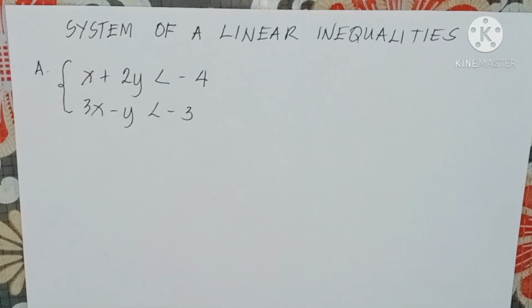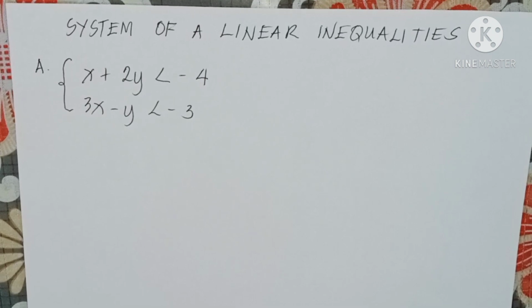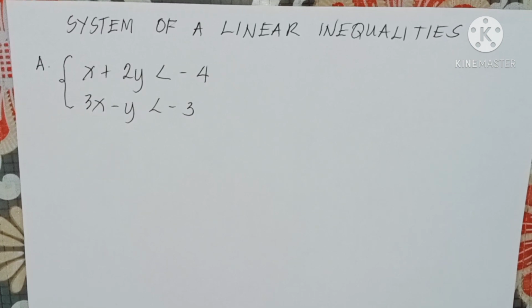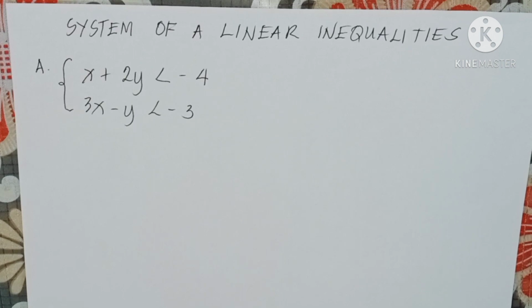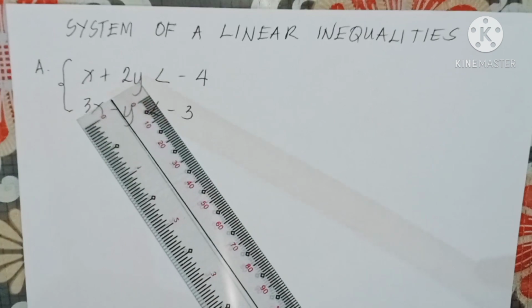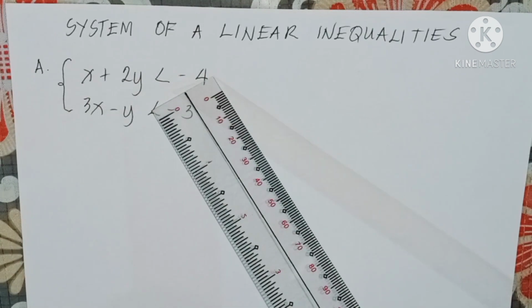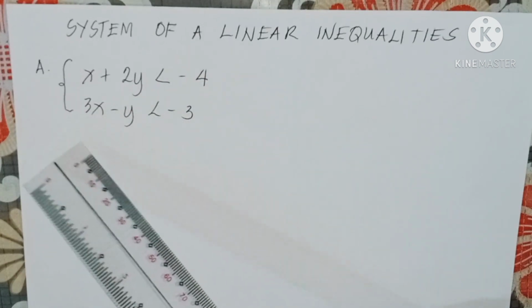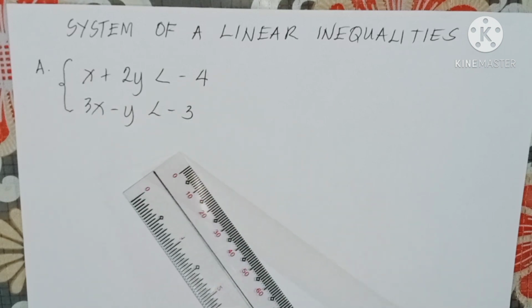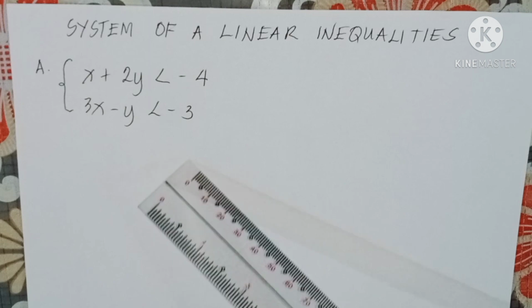This time, we're going to discuss the system of linear inequalities. Two or more linear inequalities considered together form a system of linear inequalities. So, the example that we have, x plus 2y less than negative 4 and 3x minus y less than negative 3 are an example of a system of linear inequalities.